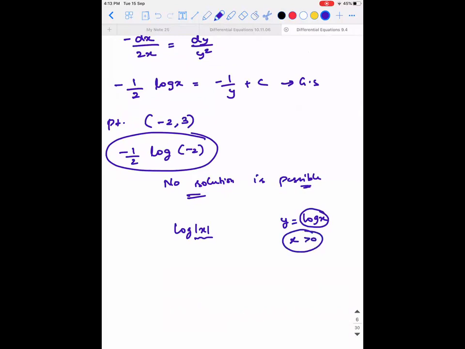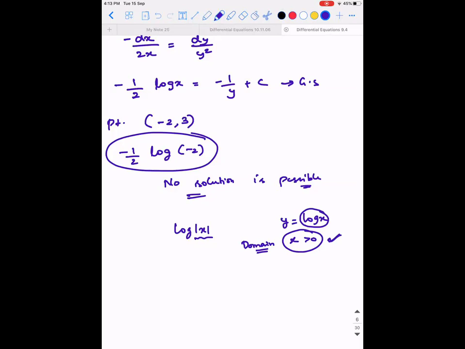See, you're trying to define the domain. When you define the domain itself, x should be greater than 0. Okay? So we write mod x in the case of integration to keep in mind that you need to have a positive value. That is the meaning. Don't take the literal meaning of mod x. Okay, sir.